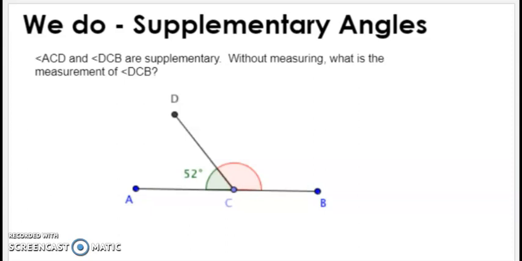All right, so you've got to remember something to solve this. Without measuring, what's the measurement of angle DCB, right here, this one that's not given to us? What's the measure of that angle? Well, it seems impossible because we're not given enough information, like what's this whole thing? But we can use our eyes and we can use this fact we're given to know, well, if those are supplementary, angles add up to 180. They make a straight angle.